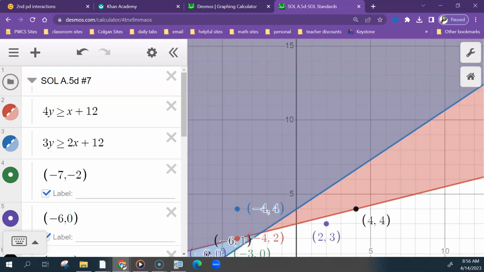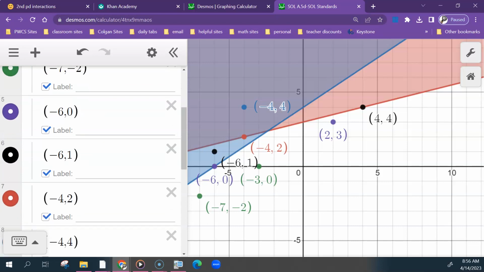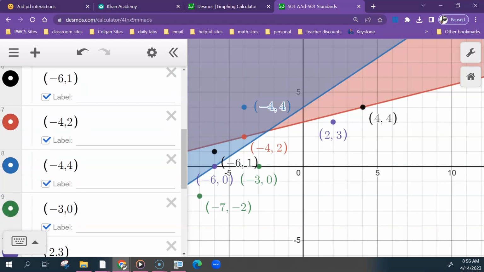I put in the two original equations. I didn't change them or solve them. There we go. It's really messy. I put in all of the ordered pairs. The labeling is not really necessary. But we can see negative 4, 4 definitely works. Negative 4, 2 fell on the line in the shaded area, so I just want to double check that, but nothing else worked.